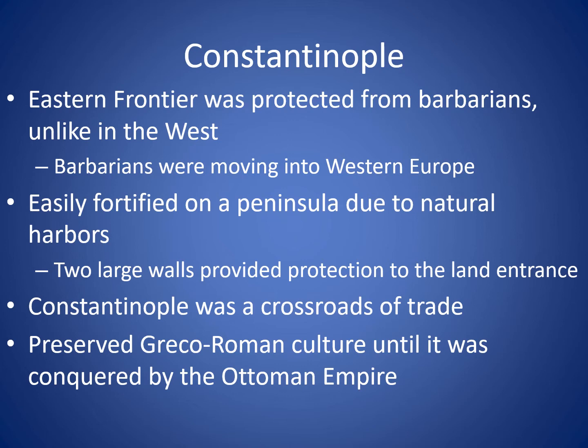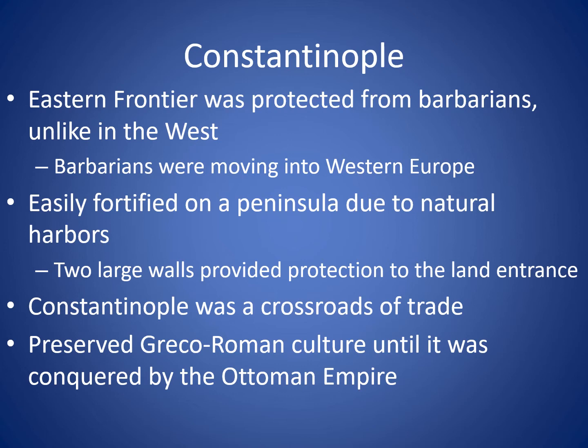They only had to build 2 large walls to protect the one land entrance, and they were able to trade due to these harbors. Constantinople was a crossroads of trade. If you wanted to move goods by sea, you had to go through the Bosporus Strait. So from the Mediterranean to the Black Sea, you've got to cross Constantinople. And if you wanted to move by land from Asia into Europe, well, Constantinople was a great place for you to move through.